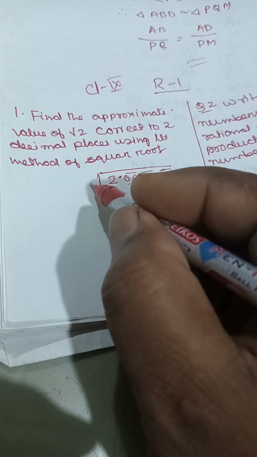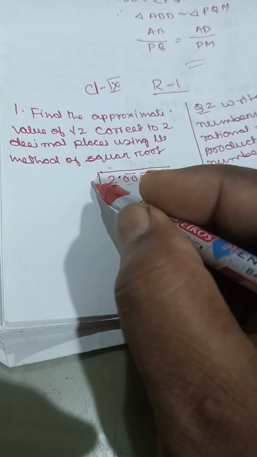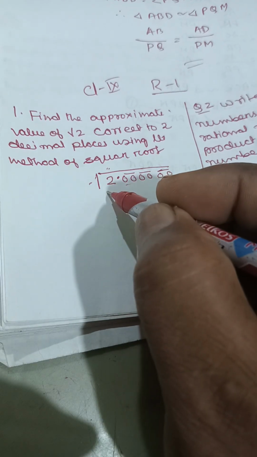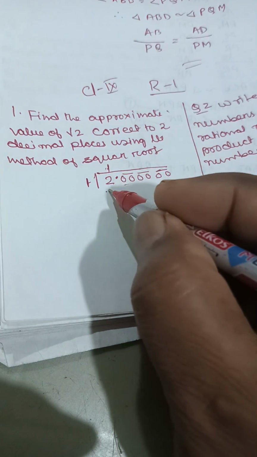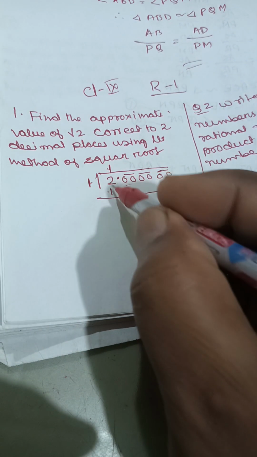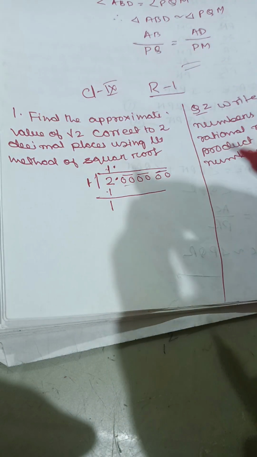Now you have to write two same numbers in these two places. If you write 2 twice, it will be greater than 2. So you have to use number 1 here. 1 1 is 1, you write. Now you subtract. 2 minus 1 is 1. Then you see the decimal sign is given. You put the decimal sign here.